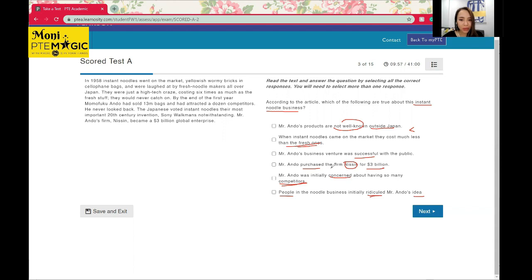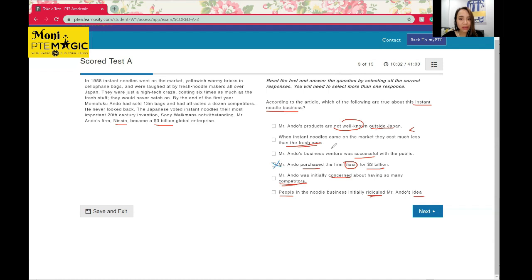Okay, let's find this first. Mr. Ando purchased the firm Nissan for $3 billion. I can find 3 billion here and Nissan here. And it says the Japanese wanted instant noodles, the most important 20th century invention. Notwithstanding, Mr. Ando's firm Nissan became a $3 billion global enterprise. So he already had it. He didn't buy it for $3 billion. He already had the firm. So this answer is incorrect.